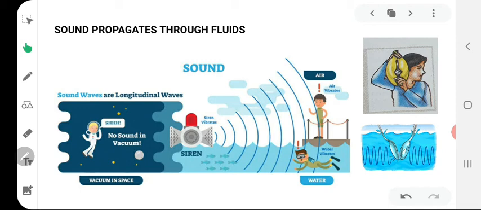The interparticle separation in liquids is higher. In case of liquid, it is a bit more than solids. So it will take more time for the energy to reach from one particle to another. So the speed will decrease. And in gases, the separation further increases. So obviously the speed is going to decrease. So that is the basic reason why sound travels fastest in solids, a little bit slower in liquids, and slowest in gases. But sound can travel through all the media. It cannot travel through vacuum.